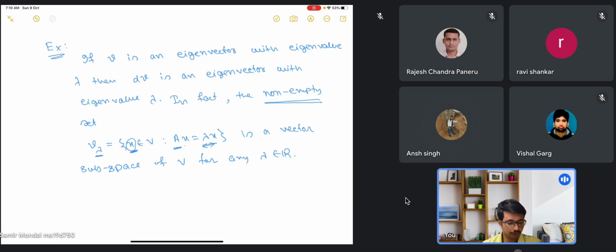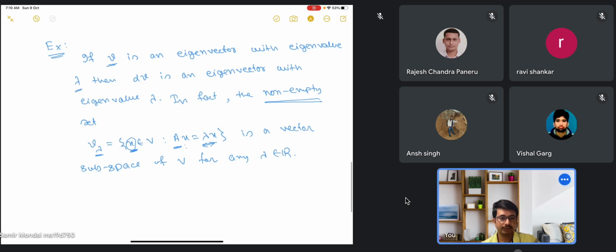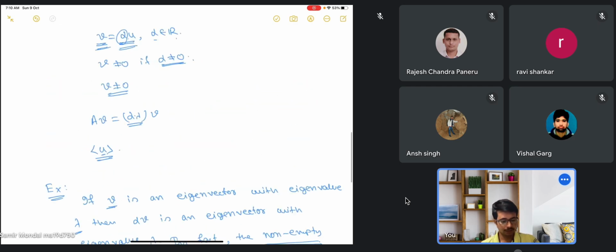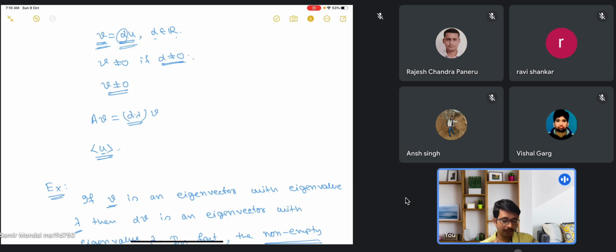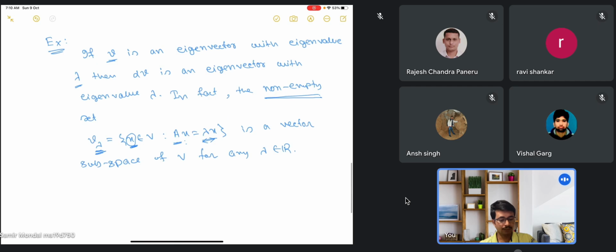Now, when we are starting with an eigenvalue and eigenvector, v is already an eigenvector corresponding to lambda. So at least v will be there, and multiples of v will also be in this set. Previously we observed that if u is an eigenvector of A, then any multiple of u is also an eigenvector of A. This is the meaning of these sets.